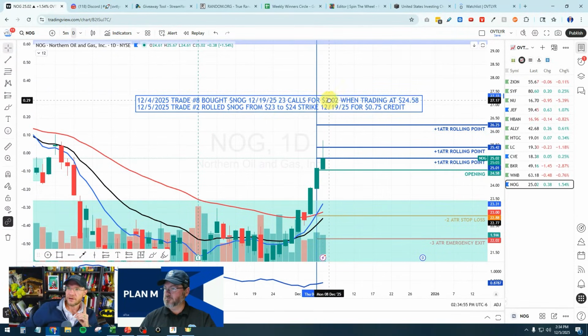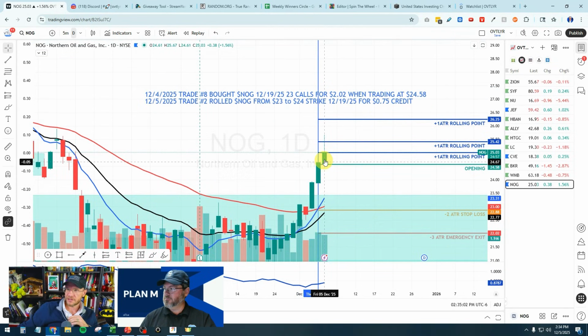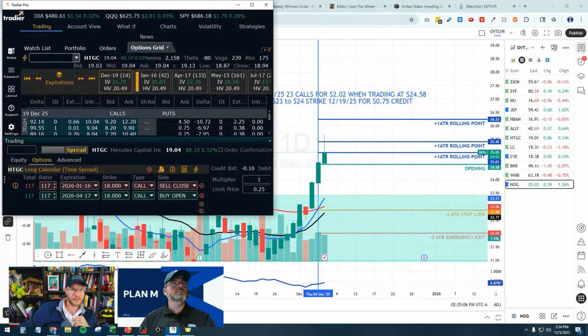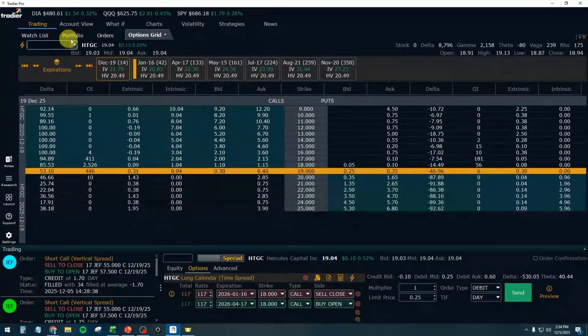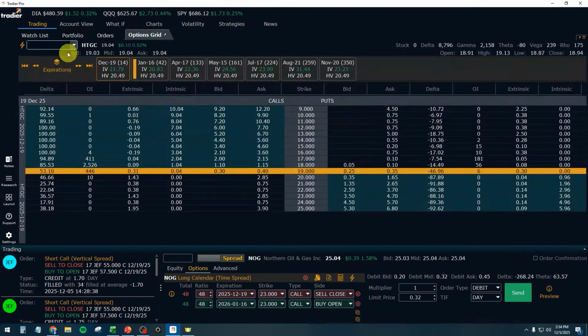So I put it on for $2.20. I've rolled it for 75 cents. So I've taken about a third of the risk on this trade off. Again, focusing in on the risk. Let's do that for real in Tradier right now. Let's go to the NOG position and roll, in the options grid, NOG.